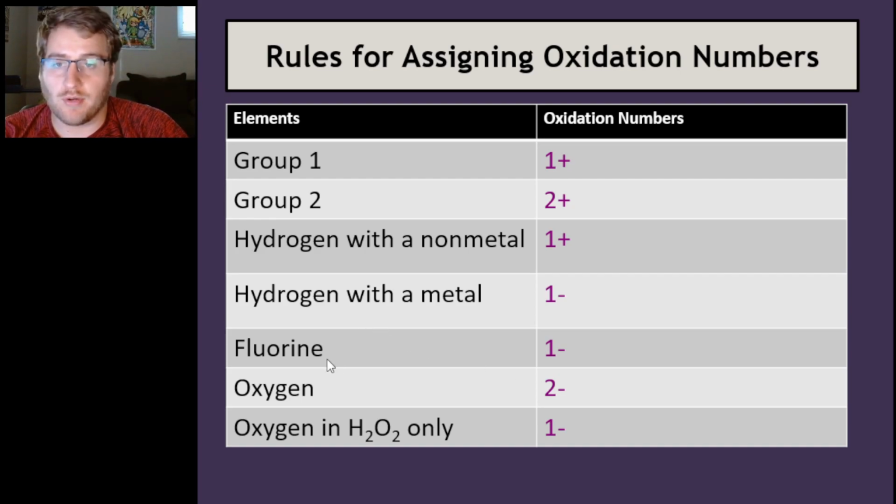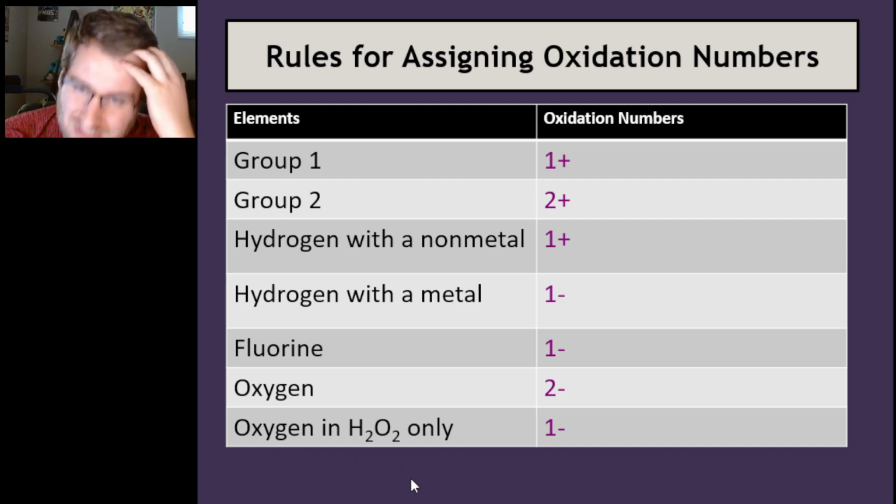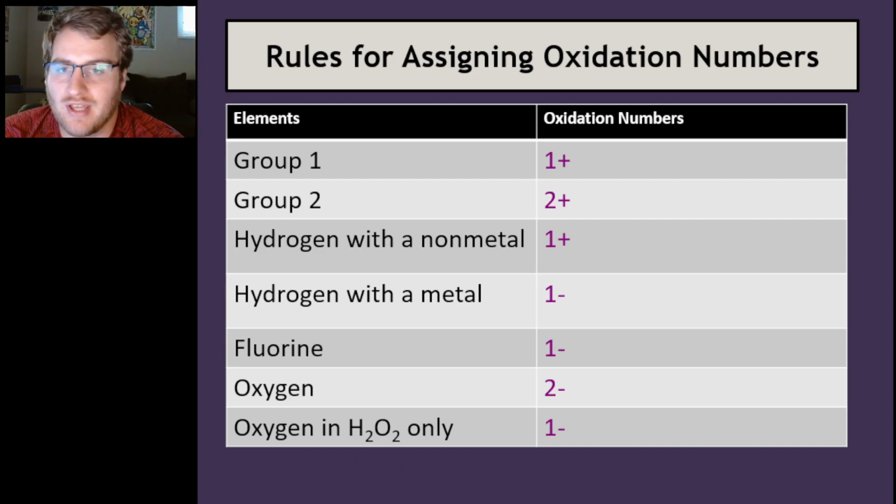Then we'll go down to fluorine. Fluorine is nice. It's always 1-. Oxygen is always 2-, unless it's in this specific compound. This is hydrogen peroxide, and in this compound, oxygen has a 1-. I don't think that's super relevant. It's just one compound, but I have seen that one specific example show up on the AP exam recently. So I just wanted to give you that information as well. And I'll give you a couple of those through our worksheets.